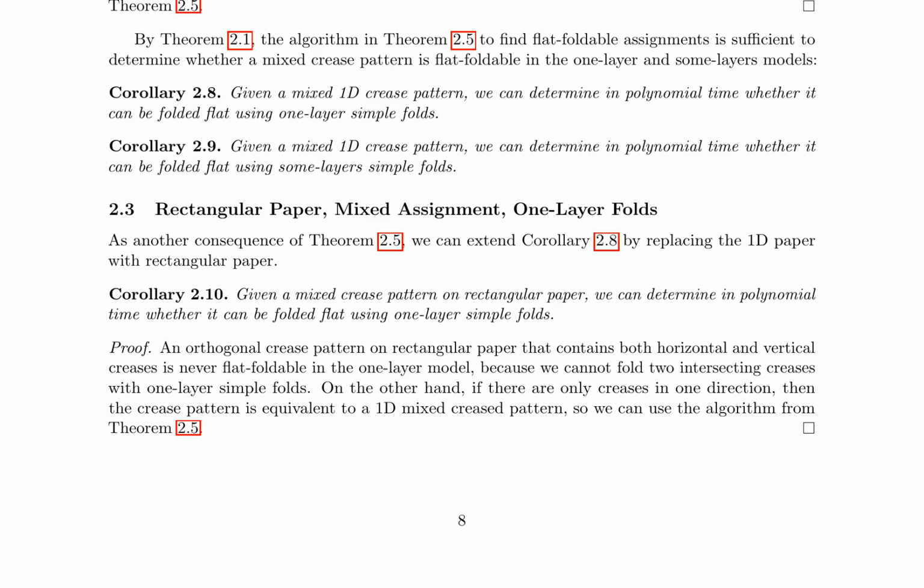This result is established by observing that an orthogonal crease pattern on rectangular paper with both horizontal and vertical creases is never flat foldable in the one-layer model. In contrast, a crease pattern with only one direction of creases is equivalent to a 1D mixed crease pattern and can be solved using the algorithm from Theorem 2.5. This highlights the significance of the algorithm in determining flat foldability for various types of crease patterns and paper shapes.